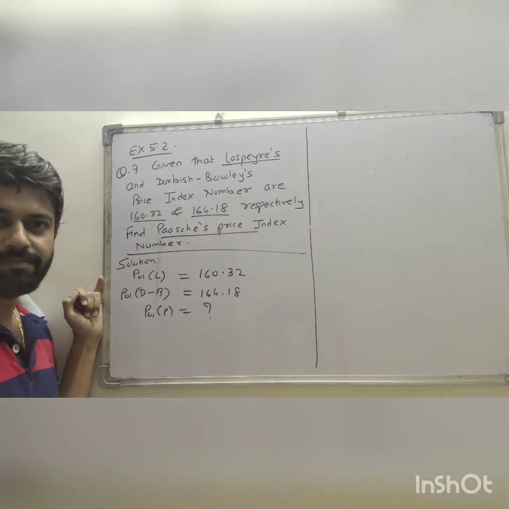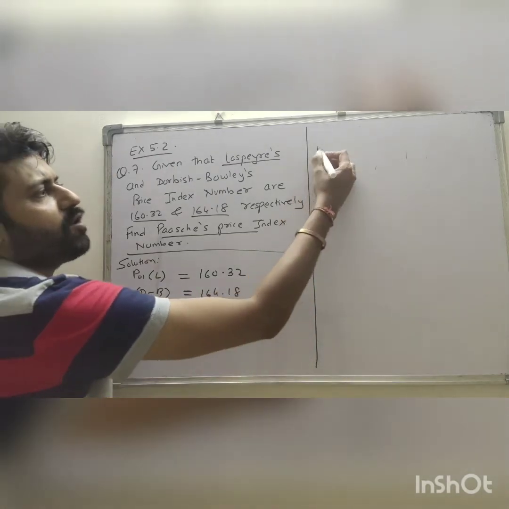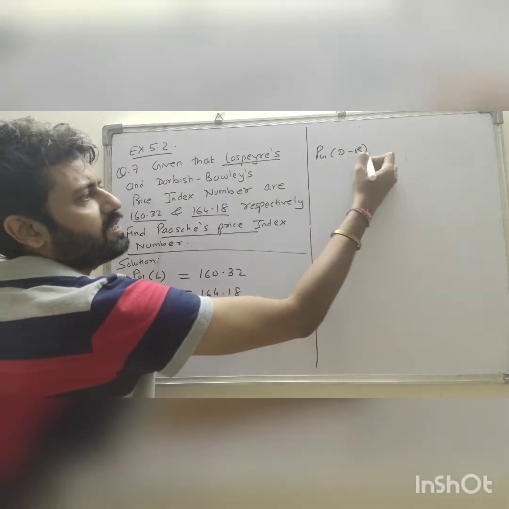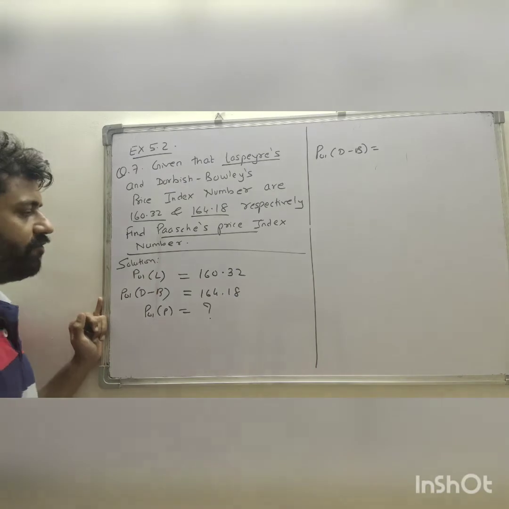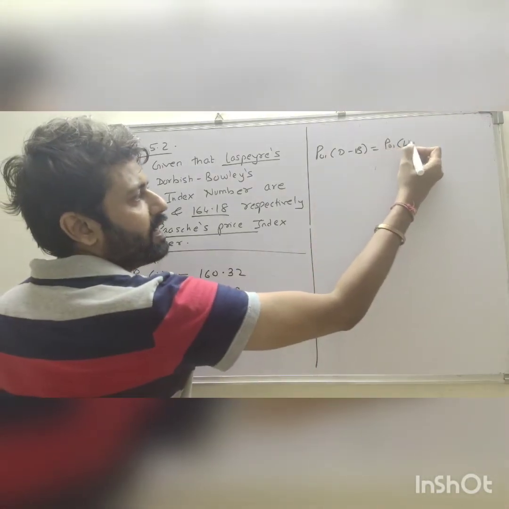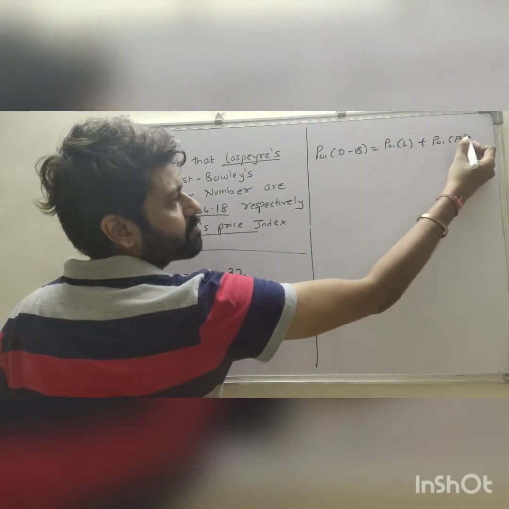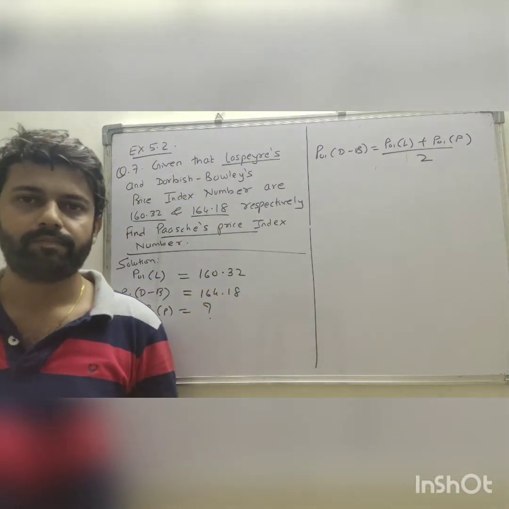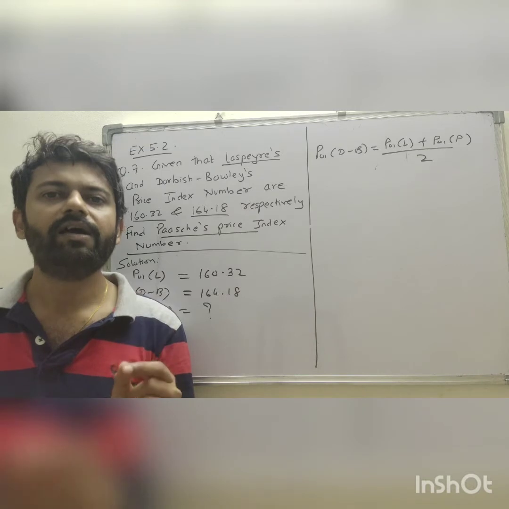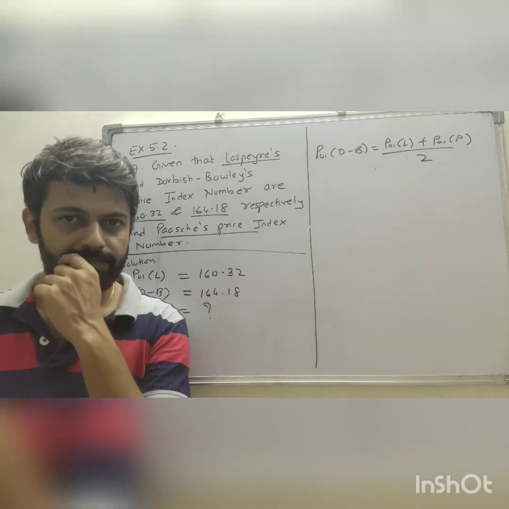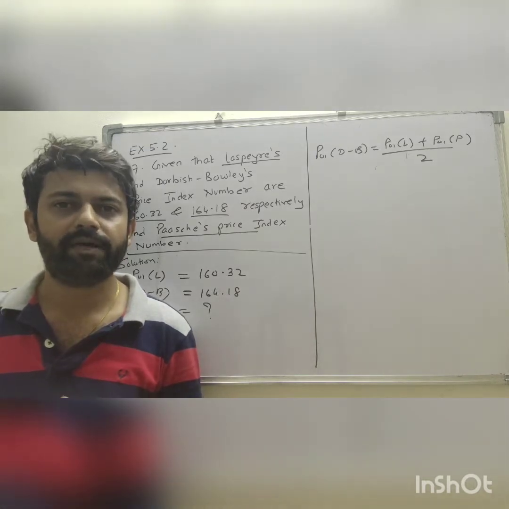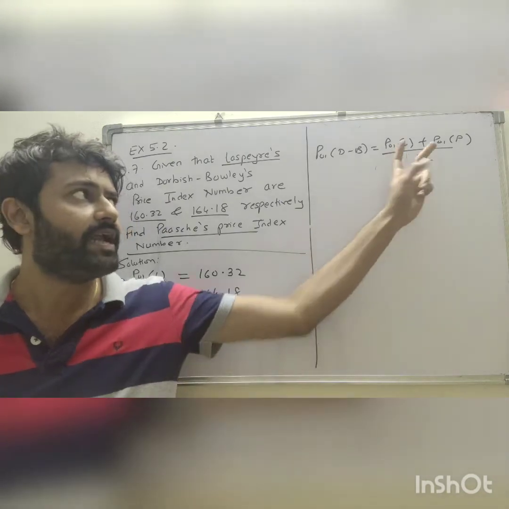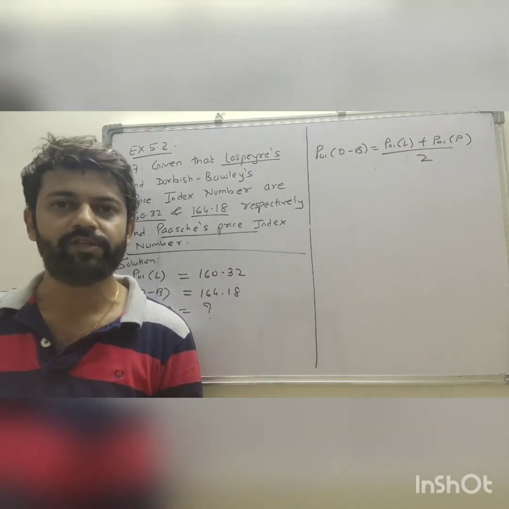A very simple sum. We know the formula: Drobish-Bowley is nothing but the arithmetic mean of Laspeyres and Paasche's. This is the formula to find Drobish-Bowley. Remember, if they ask you to find Drobish-Bowley, we always by default find Laspeyres and Paasche's, and then we add them and divide by 2. That is called the arithmetic mean of the two.